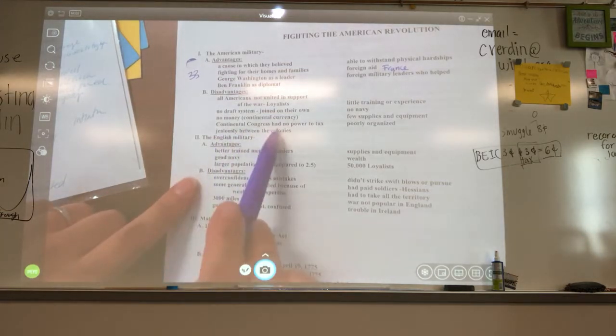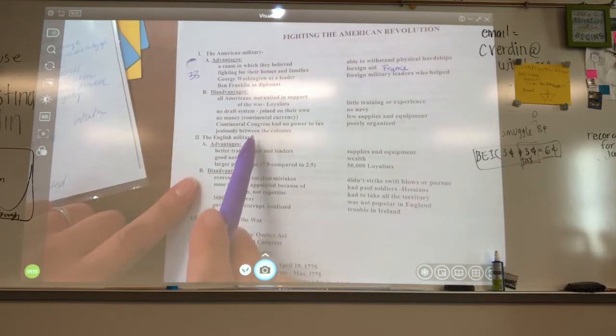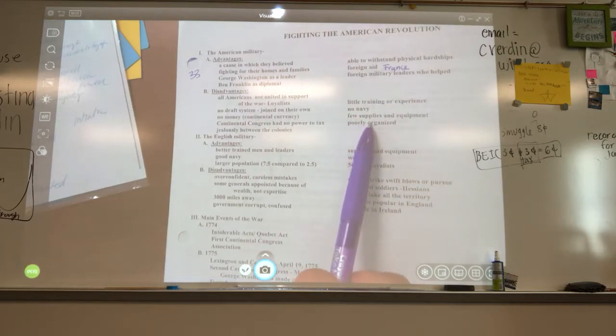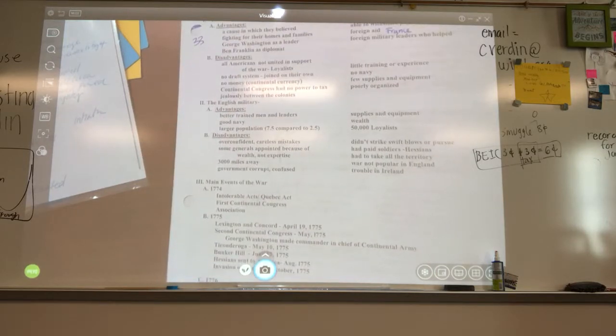Continental Congress had no power to tax because that's what they were arguing about, right? Only their local legislators. There was jealousy between the colonies because everybody keeps on saying Massachusetts is drawing us into this war, and George is like, we had no clue there was a war going on. Okay? There was little training or experience for our soldiers. What was the only experience they had? French and Indian War, but those people are now grandpas. Okay? So it's their sons and their grandchildren who are involved in this. They have no navy. They have very few supplies and equipment. They're poorly organized. So do they even have the way to have a war? No, it's missing.